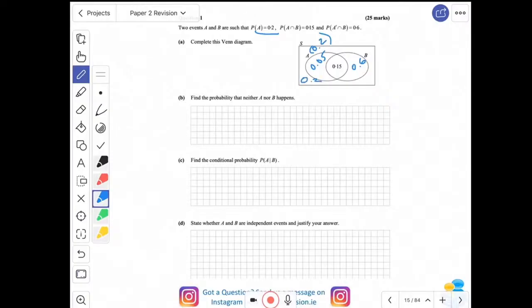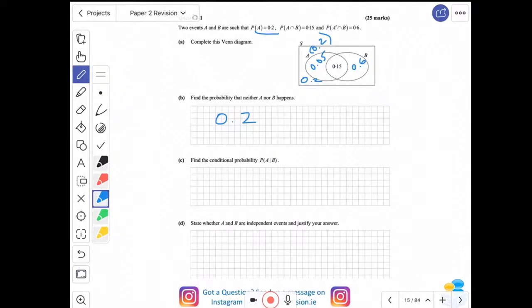Okay, so then part B of this question says, find the probability that neither A nor B happens. Okay, so look, this one is obviously very straightforward. We've just worked it out. It's the outside into the universal set, so it's going to just simply be 0.2. So you don't need to even go and do any calculations there. You've got your answer from your Venn diagram.